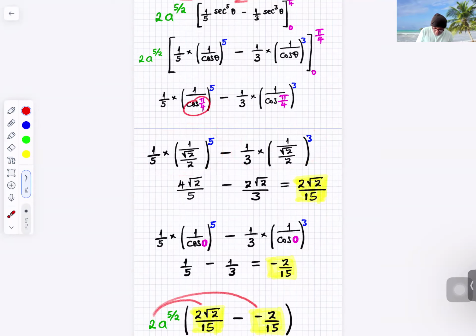Cos pi over 4 is root 2 over 2. And then simplify this one, it gives you 4 root 2 over 5. When you do the whole thing, you get 2 root 2 over 15 when you put pi over 4. After that, you put 0, you simplify it, you get minus 2 over 15.